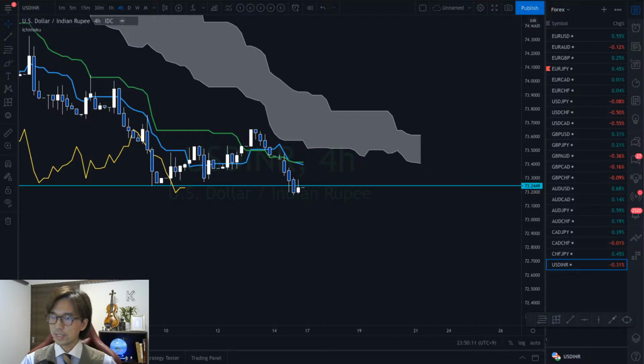Okay, so let's see. Piet says, okay, neckline break, trend reversal sign. What time frame is the best? It can happen on any time frame. It could be the daily chart, it could be the 5-minute chart. The neckline breakout can happen on any time frame.